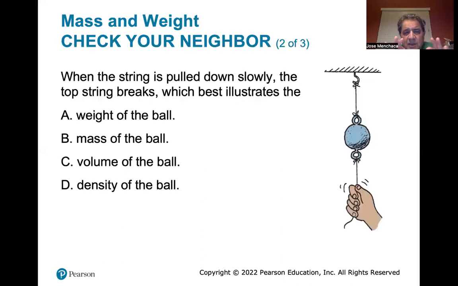Okay. We have a string. I hope my image isn't interfering, but you have a string supported from a little block or something that's holding this weight, and then you're pulling on the bottom of the weight with a string. When the string is pulled down slowly, the top string breaks, which best illustrates A, the weight of the ball, B, the mass of the ball, C, the volume of the ball, or D, the density of the ball. And I may be wrong, but I'm going to say it's A, the weight of the ball.